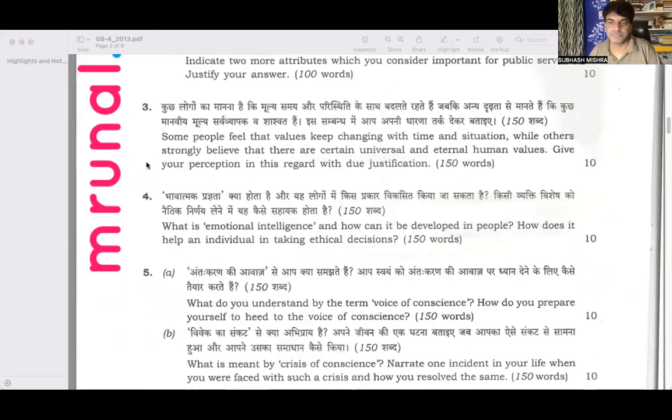Next, write very fast. Make it fair and then show it to me if you want. Some people feel that values keep changing with time and situation, while others strongly believe there are certain universal and eternal human values. Give your perception in this regard with due justification.